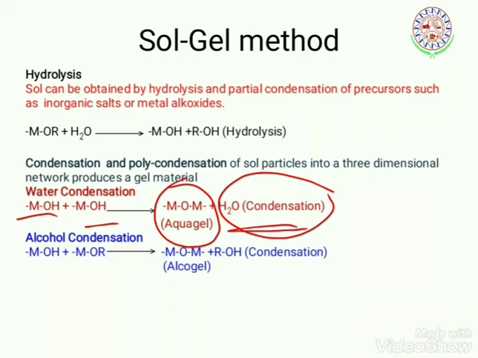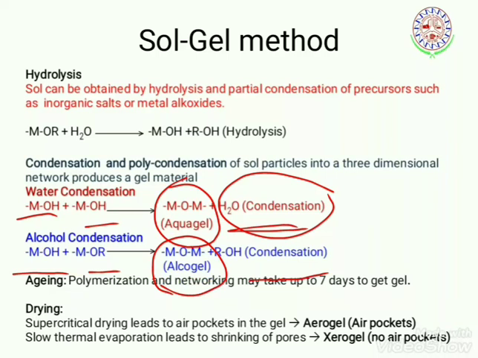In alcohol condensation, we call it alco gel, where we use alcohol as solvent. So ROH, alcohol, is produced here. M-OH reacts with M-OR, forming alcohol. So we call it alcohol condensation. It contains more solid, less alcohol here, and alcohol is dispersed in solids. In the case of aqua gel, water is dispersed in the gel.